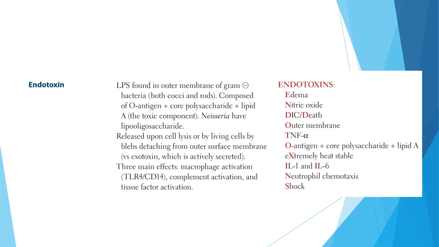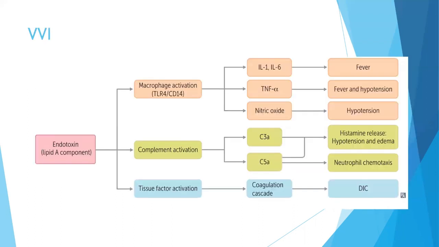So this endotoxin can cause edema. It produces nitric oxide, which can cause vasodilation. So there is hypotension, which can cause disseminated intravascular coagulation or death. And it is produced by the outer membrane, activates the TNF alpha, contains O antigen, lipid A, is extremely heat labile, and can cause shock.